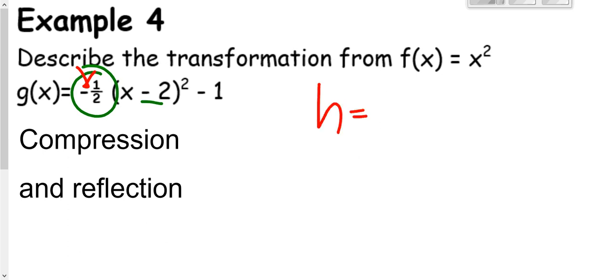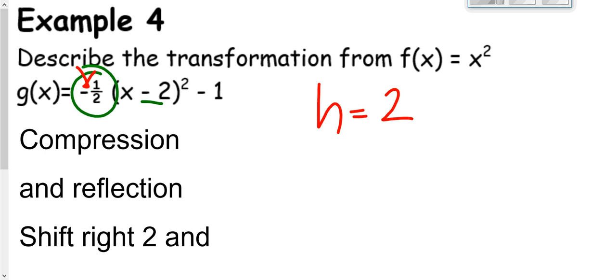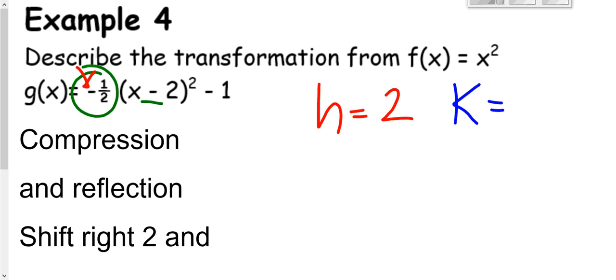H is going to equal a positive 2. And if it equals a positive 2, are we shifting up, down, left, or right? Well, h values are always left or right. And this is a positive, which means it's going to be to the right. So we are shifting right. And then we want to look at our k value. So in this case, k is going to equal what? Negative 1. And so if h is our left, right, that means k is up or down. And so are we going to be shifting up 1 or down 1? We are definitely shifting down 1 because it's negative, and negatives are always down.